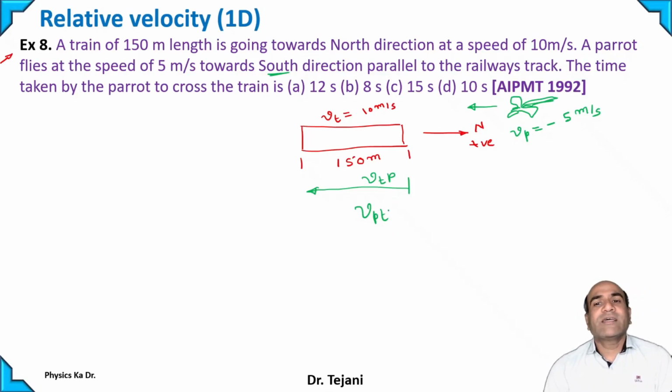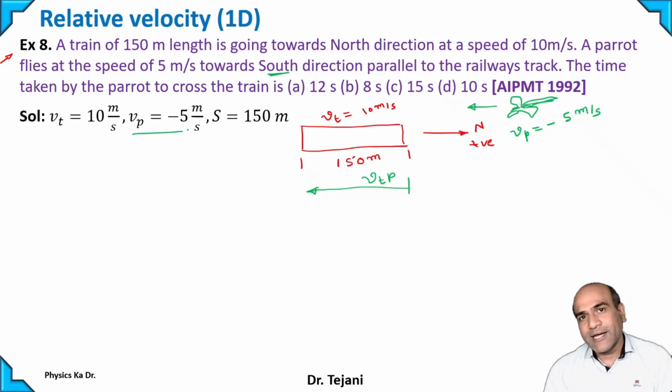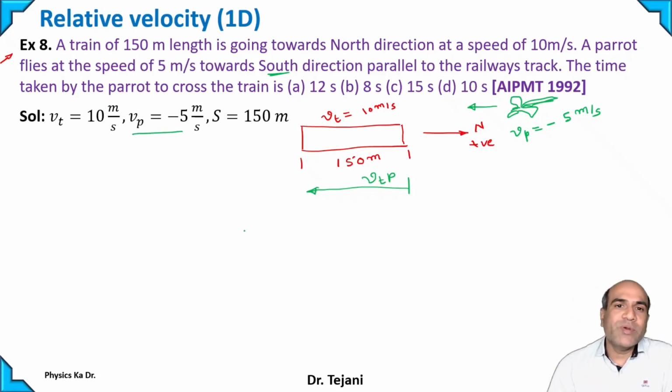So here it is a case of relative velocity. Here Vt is given as 10 meter per second. Parrot velocity, as it is in the opposite direction, is negative, minus 5 meter per second, and the distance to be traveled by the parrot is 150.